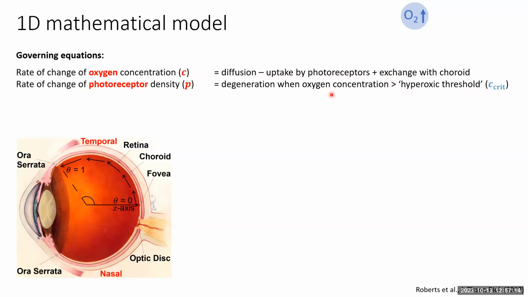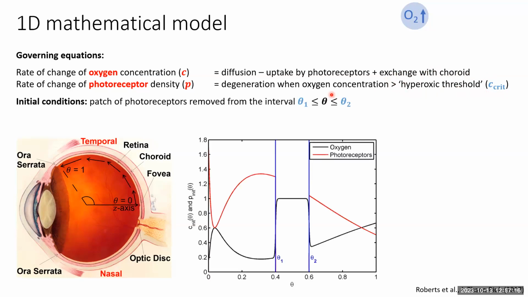Then, to close this system, we need two other pieces of information. Firstly, we need some initial conditions. I'm going to say we're going to remove some photoreceptors from some interval between theta 1 and theta 2. Here I'm representing this in this diagram. Theta is going from the fovea to the ora serrata on the x-axis. Theta 1 and theta 2 are these two blue vertical lines. So I'm removing a patch of photoreceptors from between these two lines. That's why the red line here, which is the photoreceptors, goes down to 0 in that interval. And as a consequence, the oxygen level comes up to very high, sort of choroidal levels in the interval in between.